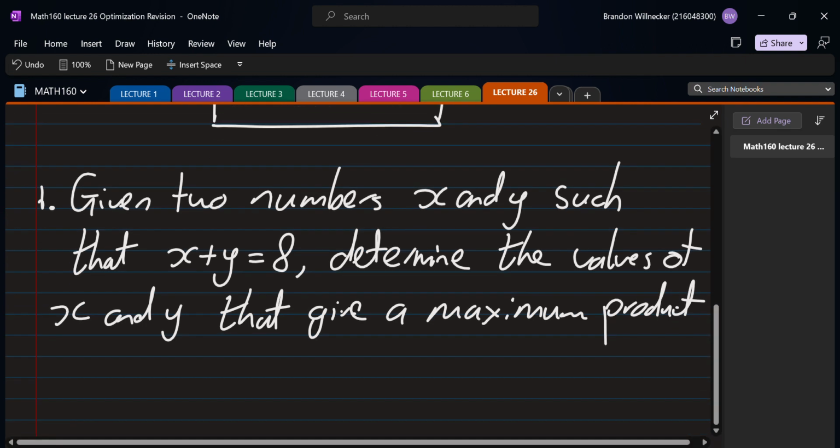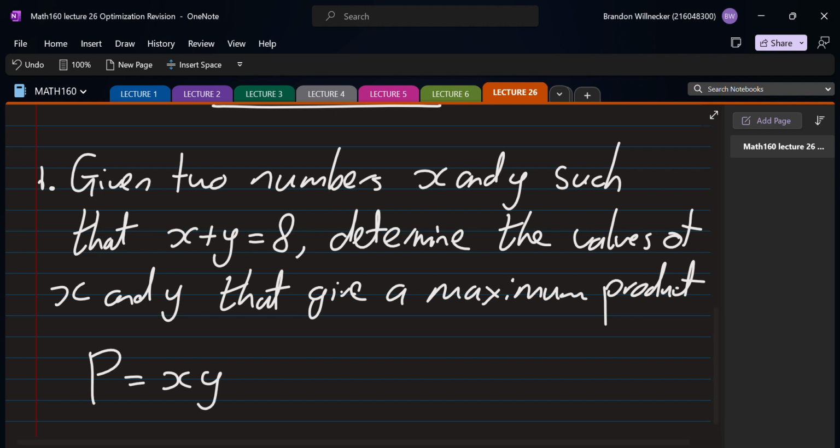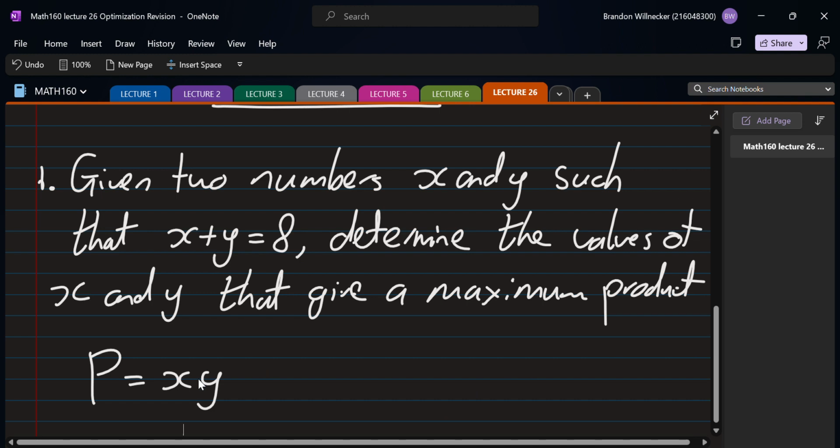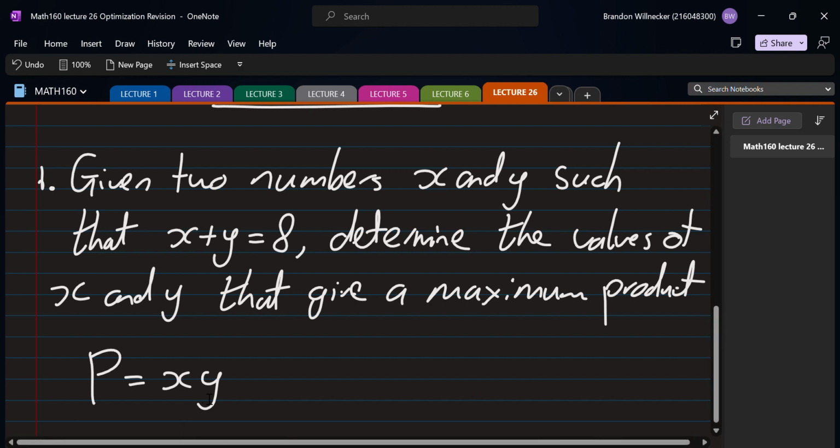Okay, so what does this mean? We've got this function, the product of the two, let's call it p, that's equal to x times y, that's the product of the two, and we want to maximize it. So we want to have p prime equals 0. But here we've got two variables, x and y, so we can't take the derivative with respect to x because we have two independent variables. So what we want to do is eliminate one of them so that we get back to our single variable calculus. So how do we eliminate one of them?